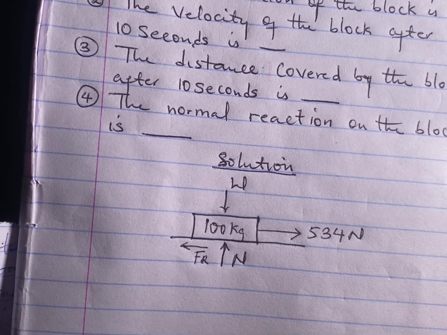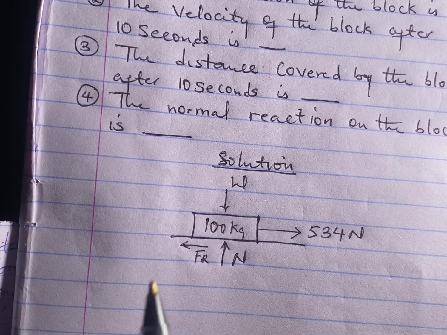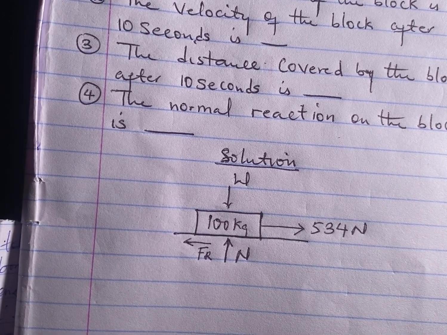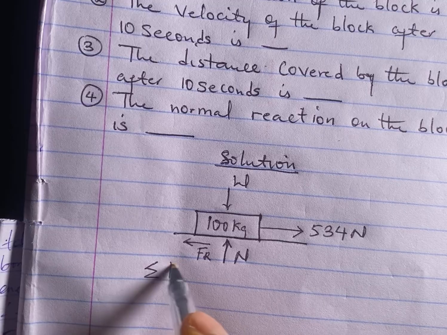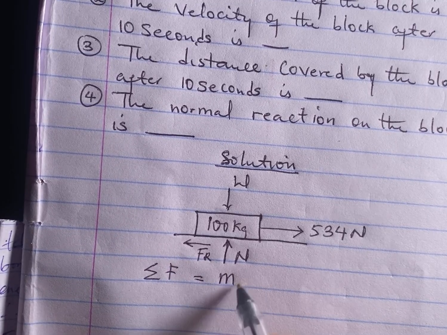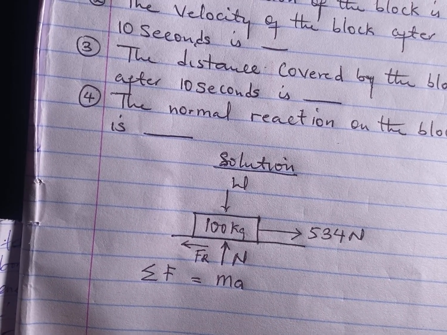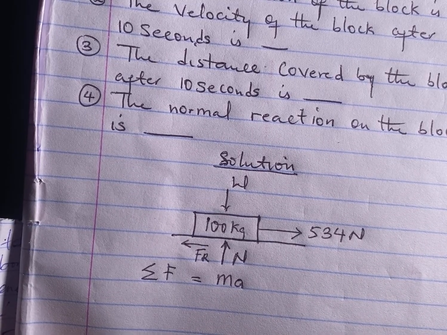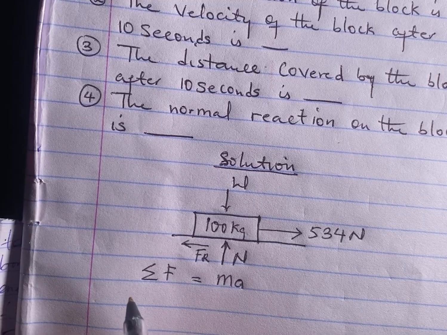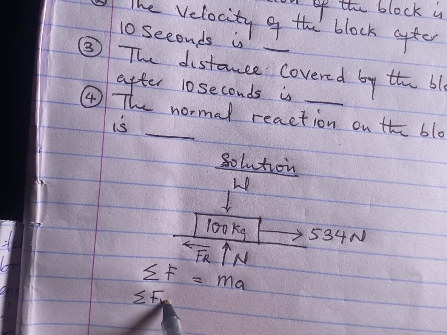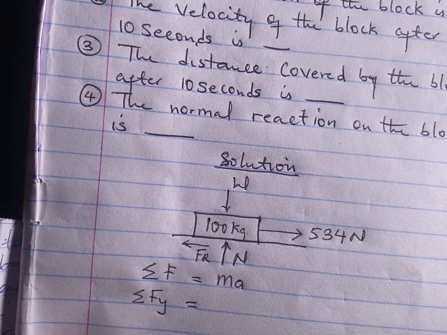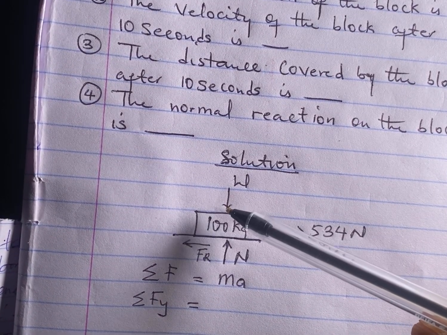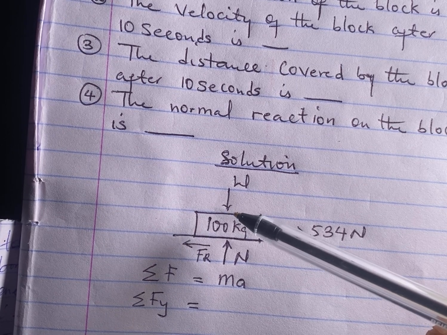So now we are asked to find question 1, the acceleration of this block. Remember from Newton's second law, summation of forces is equal to MA. Now we have forces both in the x direction and in the y direction, so we are going to sum them separately. Summing forces in the y direction, how many forces can you see? You can see the weight. Weight is the force with which the earth pulls an object downward.